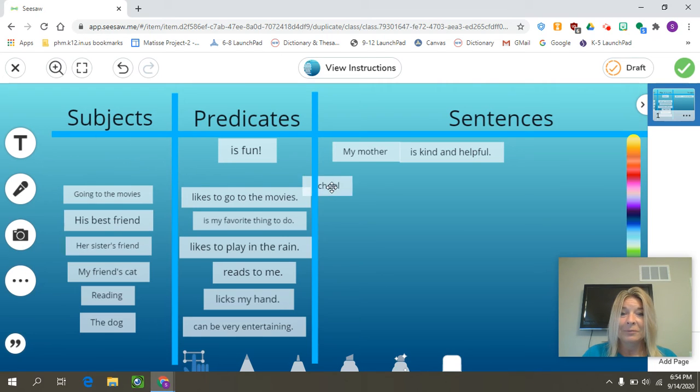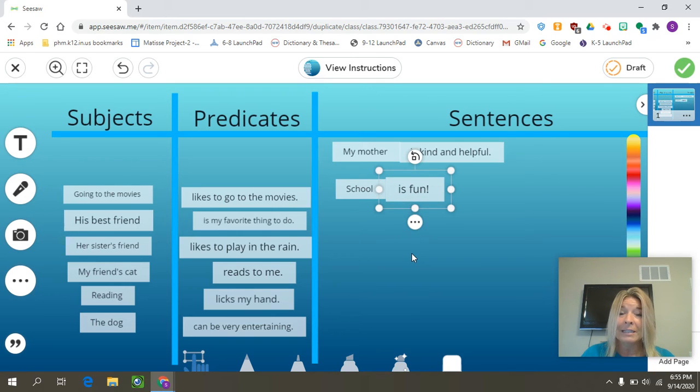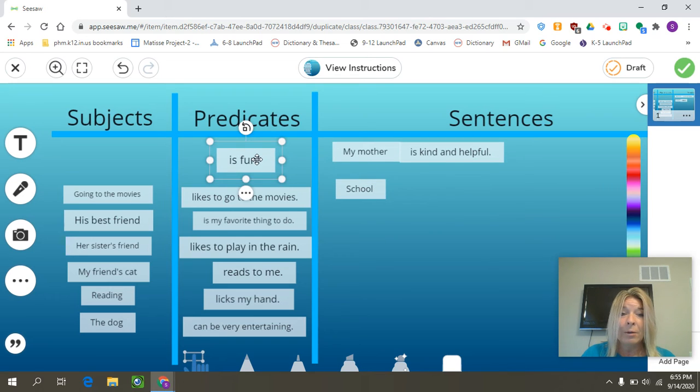Let's try school. By itself, it doesn't make sense as a sentence. You can visualize what a school looks like, but when I just say school, it sounds like you're waiting for me to finish my sentence because you are. So I need to pick a predicate to make this a complete thought. School is fun. That's a complete sentence. Now it makes sense. Is there another one you saw in the predicate pile, in the predicate column?